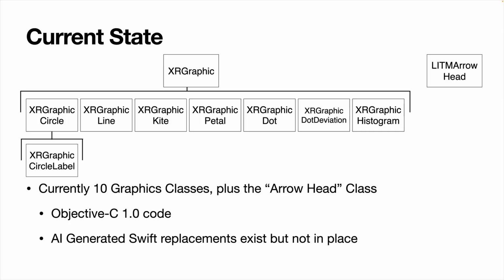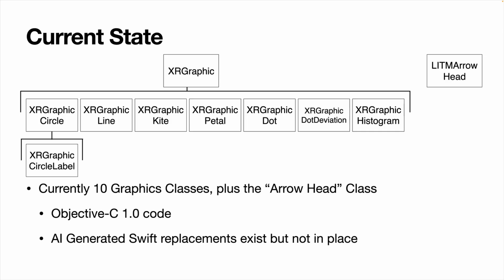The reality is that was from another library. I decided to pull it out of that library and make it a part of this app. And you can see, looking at XR graphic, we have a whole bunch of subclasses that do different things. So we have a circle and a subclass of circle label that draws the circles. We have lines, and then the rest of them are different kinds of data plots: the kite style, the petal, which I showed you, a dot deviation, and a histogram. So those are all different data plotting styles.